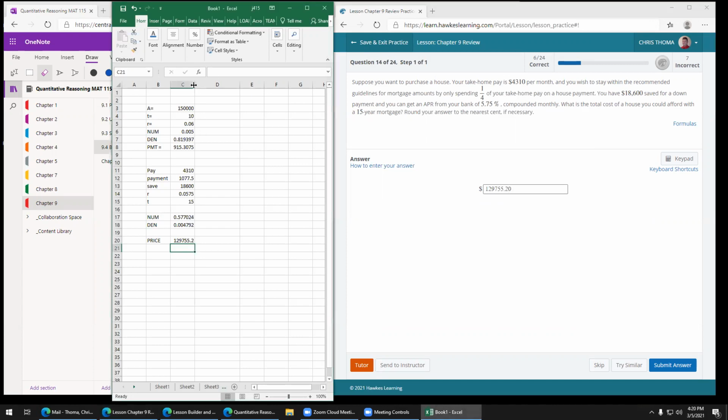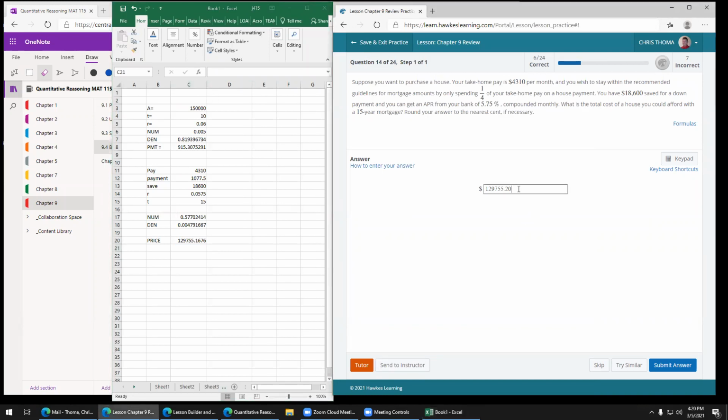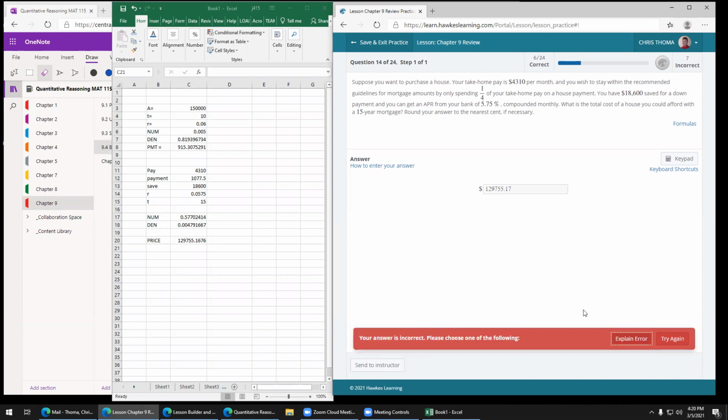129,755.20. Let's make sure that's actually a 0. See Excel, make sure you make your columns big enough. Sometimes Excel is going to round on us, and we don't want it to. So that is 17 cents. We had trouble with that before, so make sure your columns are big enough. 129,755. What does it want me to round to? Nearest cent. All right, what did I miss here?